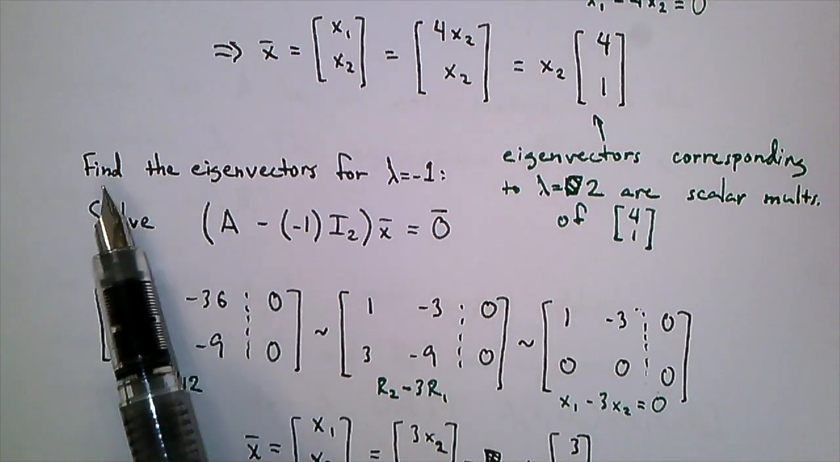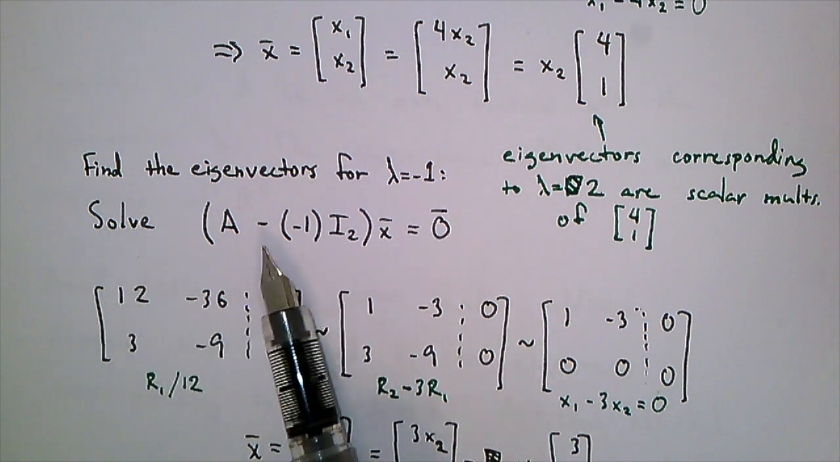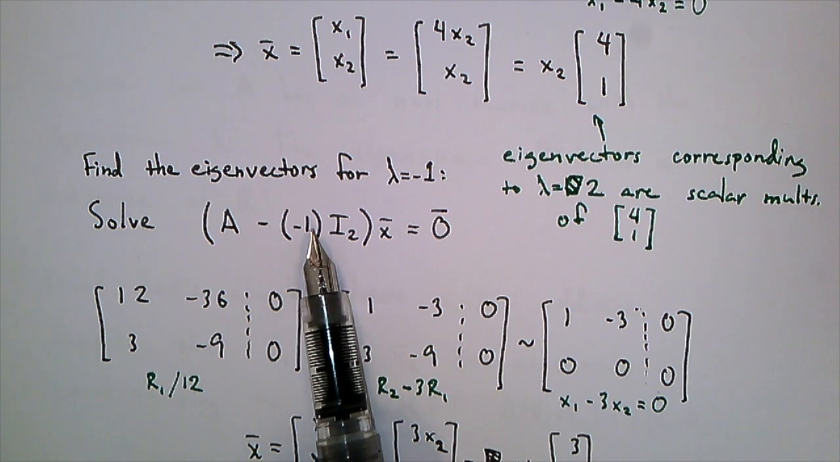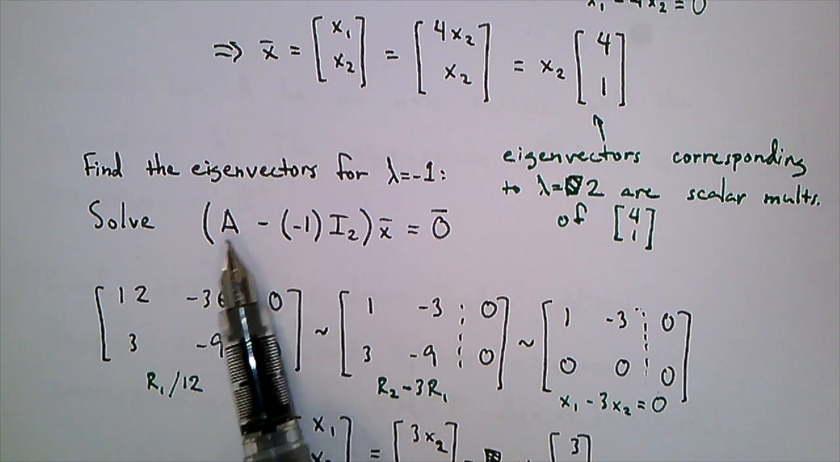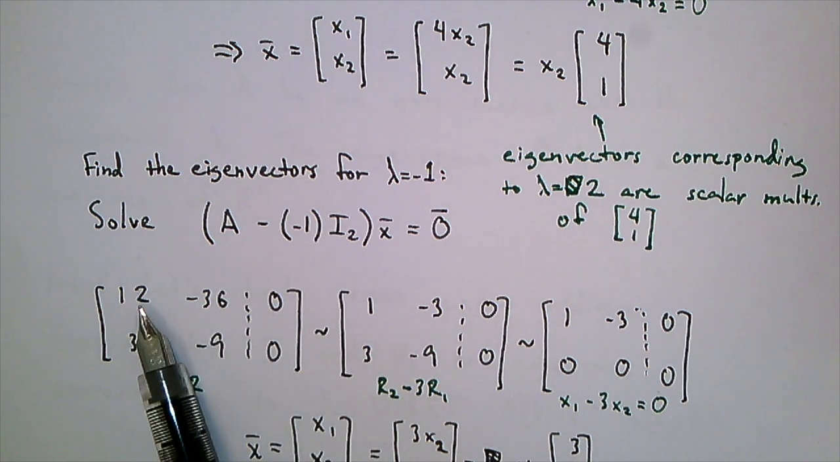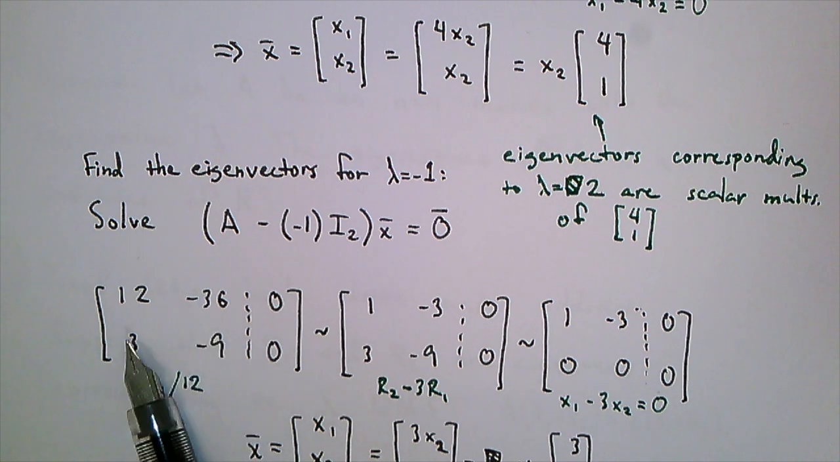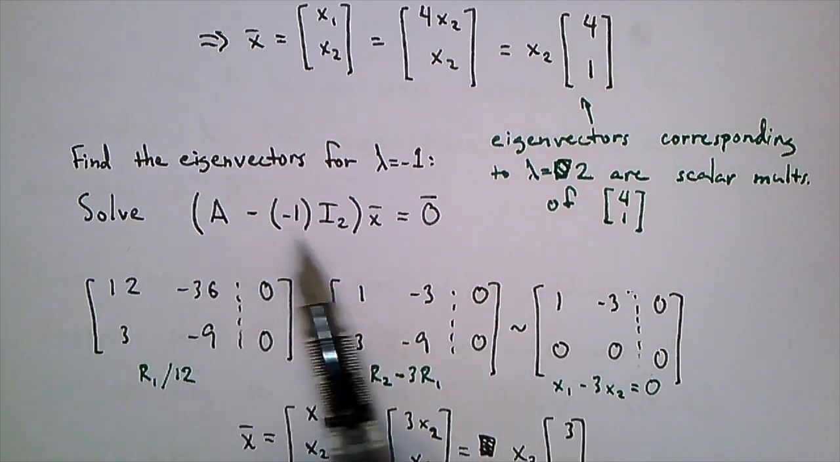Now we'll need the eigenvectors for lambda equals minus 1. So we're going to solve the same kind of equation, but minus 1 has been plugged in for the eigenvalue. So we're going to be subtracting negative 1 from the diagonal entries of A. That gives us a 12 and a minus 9 on the diagonal. The other entries are the same. Then you row reduce to solve the equation.